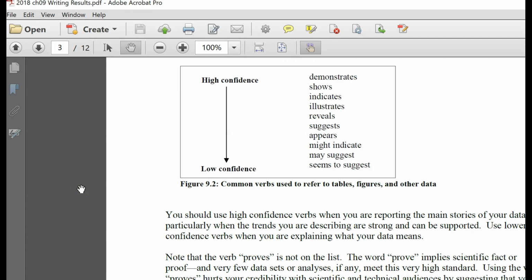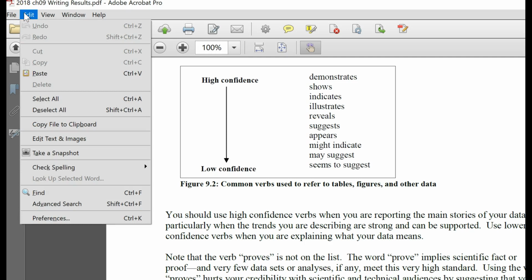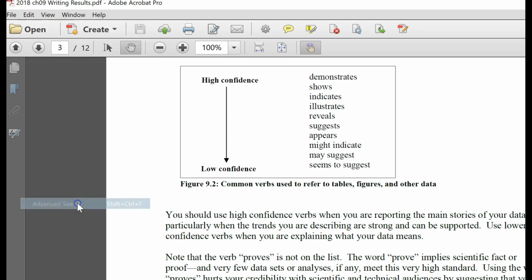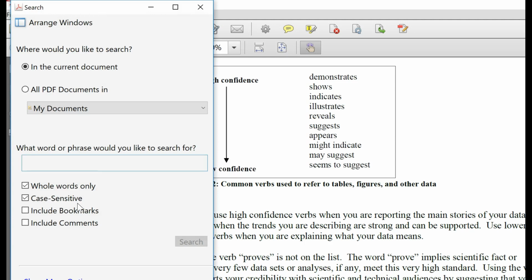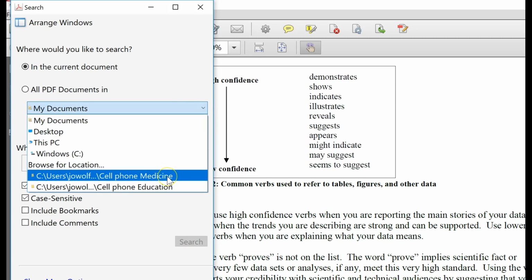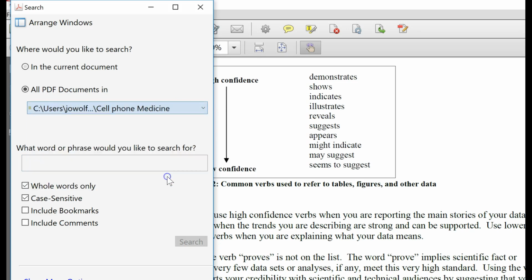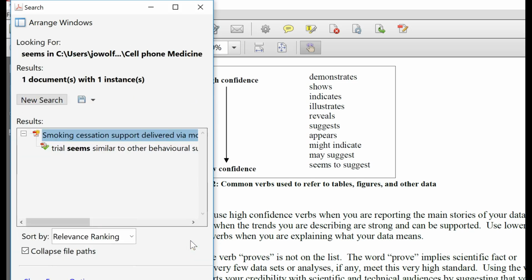Let me go ahead and remind you how to do a search. So if you wanted to look up a particular word in a set, you can go to Edit, Advanced Search, and you would look up a particular folder where you would contain these articles. So here I have my cell phone medicine, and let's look for seems and see how often that appears in there. Not very often, though it's used the way we might predict.